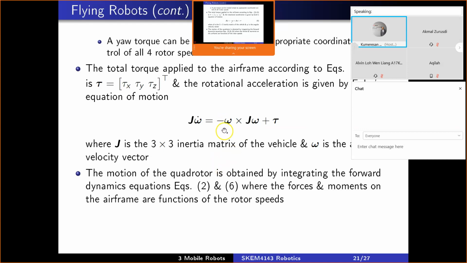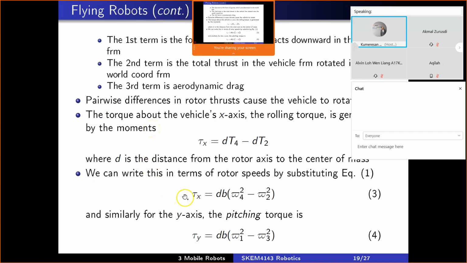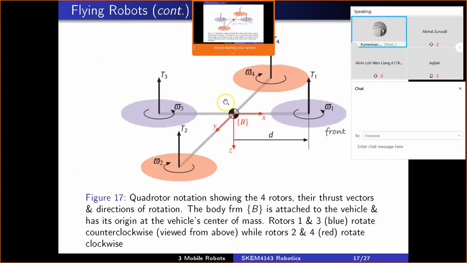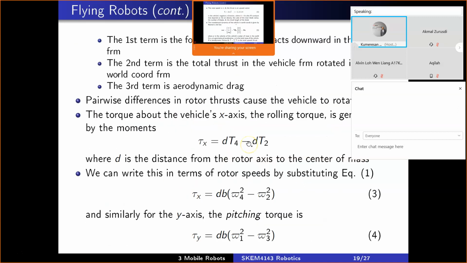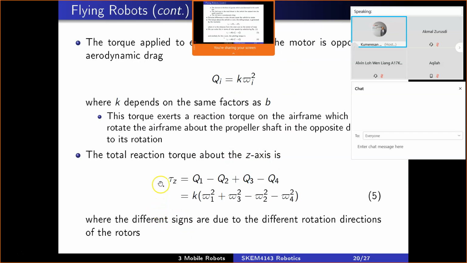So here omega is the angular velocity vector, J is the inertia matrix, tau is tau x, tau y, tau z. So what is tau x? Tau x is given by this. Okay, so if the rotation of propeller 4 is faster compared to propeller 2, you will generate a positive torque, which means your quad rotor will rotate in the positive rolling motion. Okay, and we have the equation for tau y, and this is tau z.